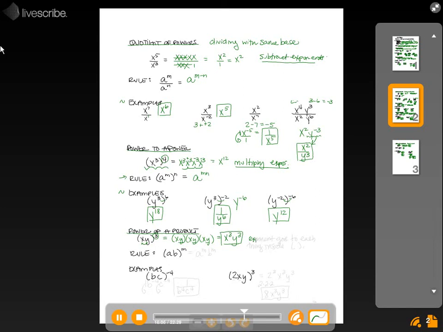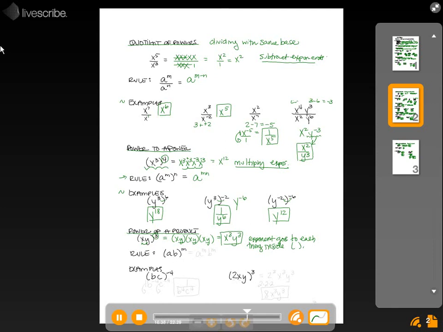Okay, so exponent goes to each, I'm going to call them a thing. They would be variables and coefficients. Each variable and coefficient inside the parentheses. Okay, now it is not the distributive property, and a lot of people get that confused. I'm not distributing that exponent to both of them. That does not work. I'm taking that exponent and I'm putting it on the x and I'm putting it on the y.